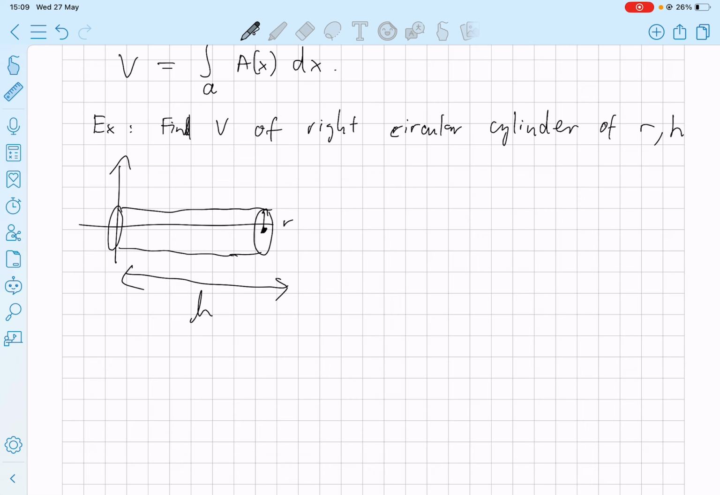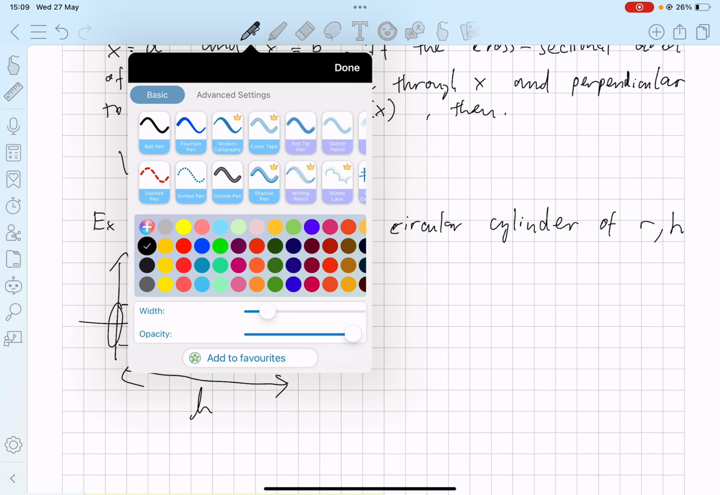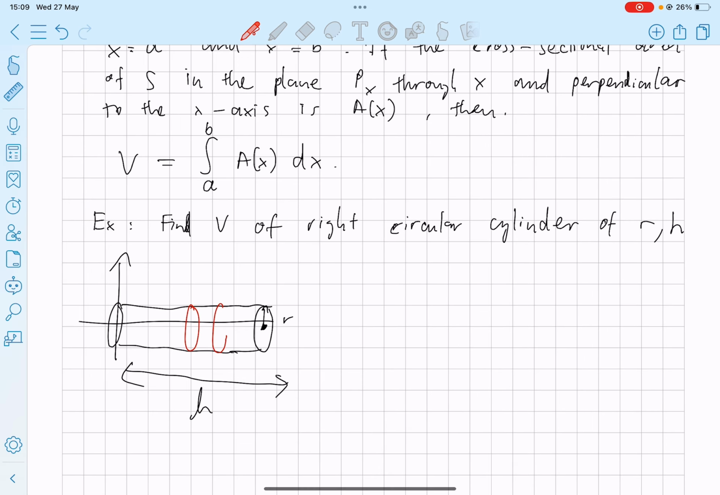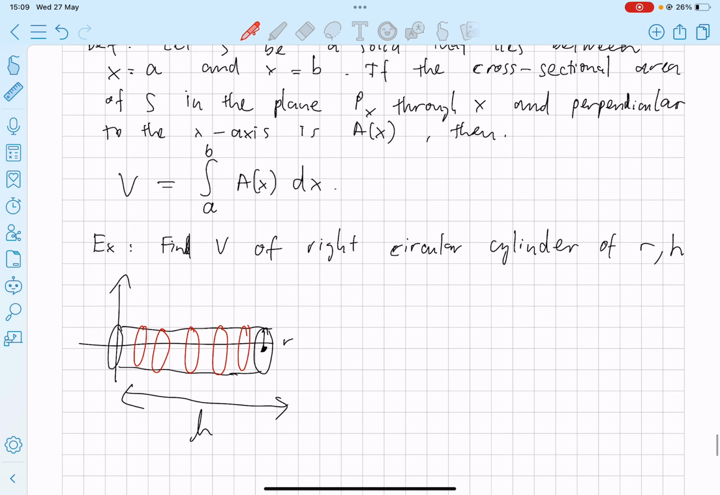So what is the cross section? The cross section is like this. It is a circle, and it is perpendicular to the x-axis, right? So this is the x-axis, and this picture is exactly perpendicular to the x-axis. This is called the cross section, and this is A of x.